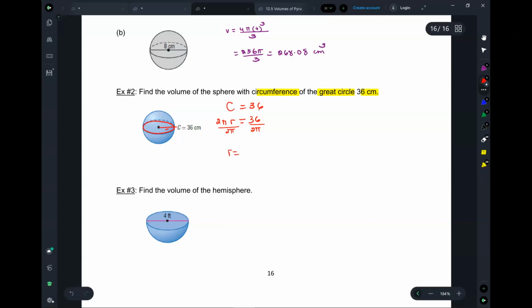R is, okay, so you know what? I'm going to leave it in exact form. So that's going to be 18 over pi, right? So now the volume is 4 pi, 18 over pi cubed, over 3. And what I want you to do is plug that expression into your calculator. You know, it has a little bit of action in there, and see if you can do it, right?